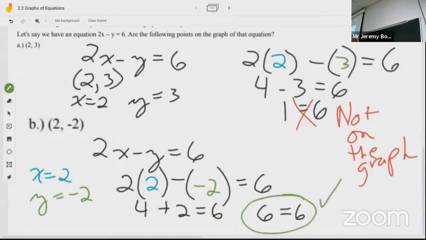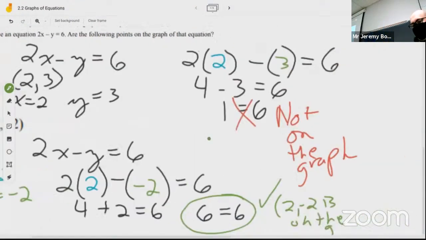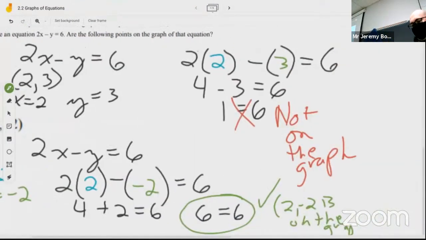So we call it a tautology. It's always true. And so that tells us that the point 2 comma negative 2 is on the graph of that equation, 2x minus y is equal to 6.